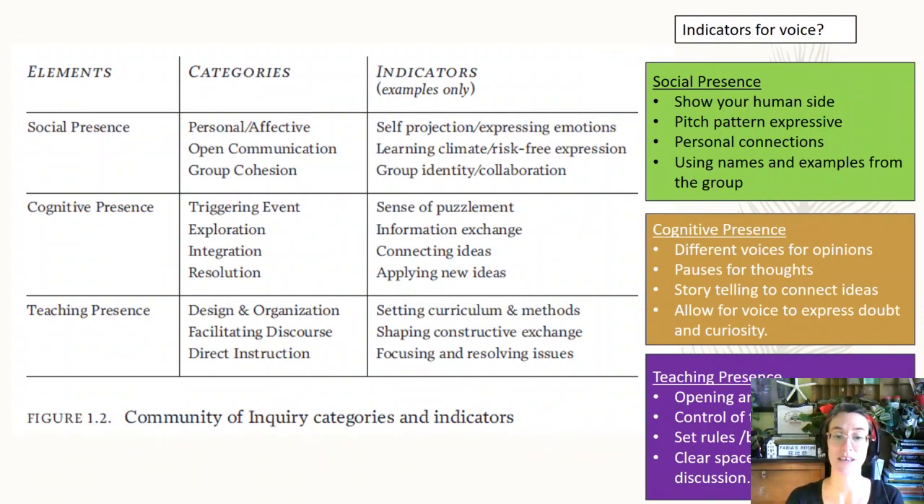And then what I did with the categories and the indicators, I tried to put in here what the indicators might be for our voice. So we're looking at the social presence, showing your human side, your pitch pattern as you get expressive and excited about an aspect, and using personal connections, so as much as possible using names, examples from the group, responding to chat. And then with the cognitive presence, using different voices to show different opinions conflicting. Pause for thought, show the storytelling, and showing that voice to express doubt and curiosity, because that can help with them, guiding them through their process of learning.